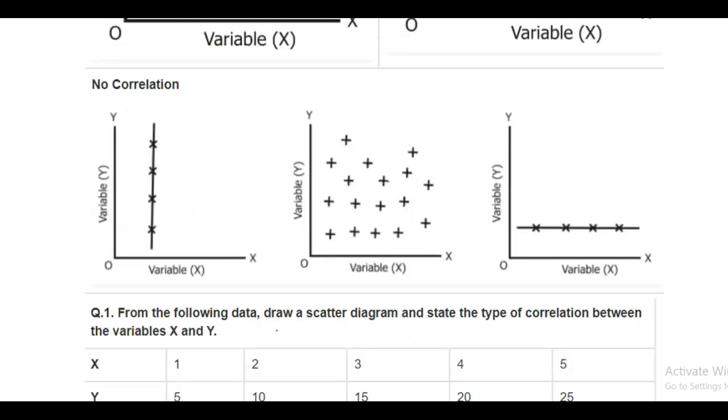Next one, no correlation. So here look into this picture. The variables x and y are plotted. All the points form a straight line, either a vertical line or a horizontal line, or it does not form any line, or it is scattered around the graph sheet. Then we can call it no correlation, that is, there is no relationship between the variables. Okay, so this is called no correlation.